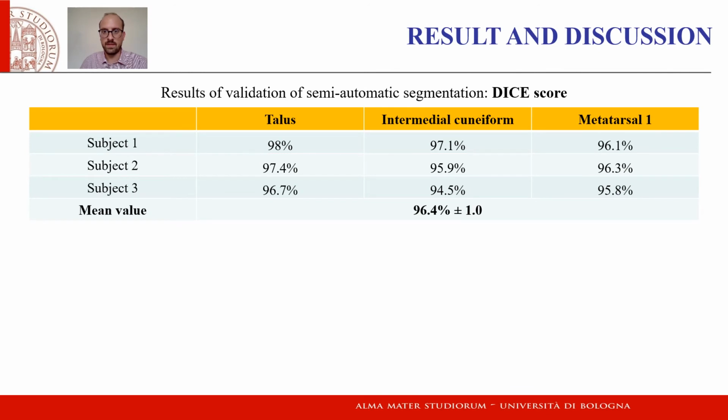To test the quality of segmentation, we tested 3 feet calculating the Dice score comparing with manual segmentation. In the table, we can see the results of the Dice score analysis. The mean value is over 95%.